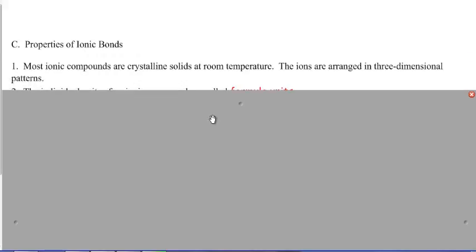So there are properties that ionic bonds follow. Most ionic compounds are crystalline solids at room temperature. Did you notice that first one was salt, NaCl, just plain table salt? If you think of table salt, think about it kind of in a crystal-like manner. That's because the ions are arranged in 3-dimensional patterns.